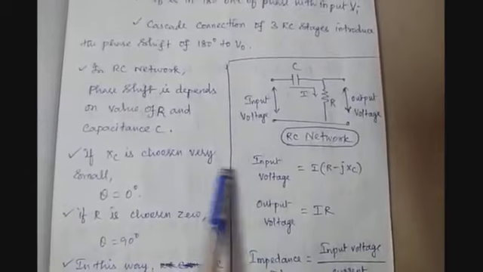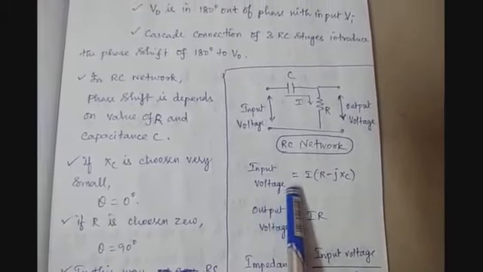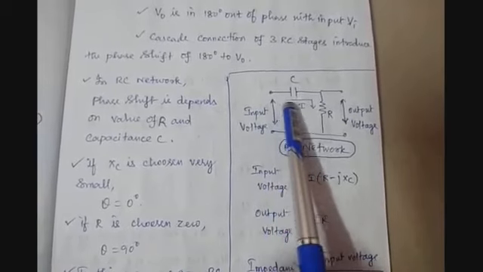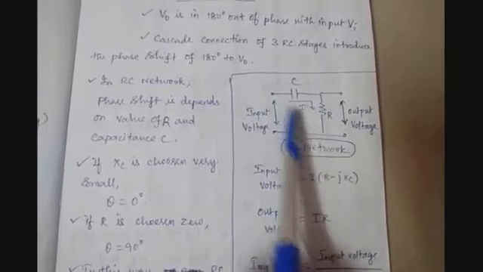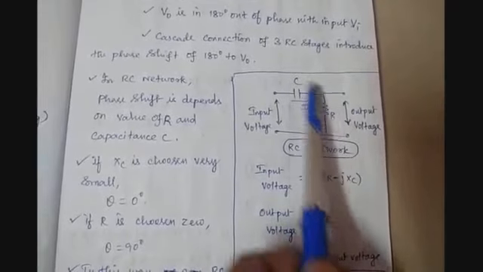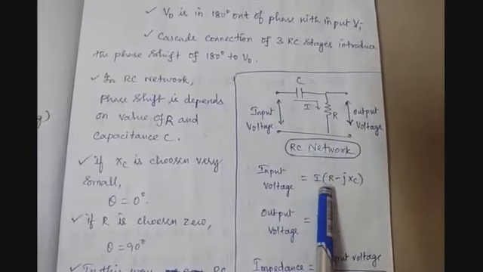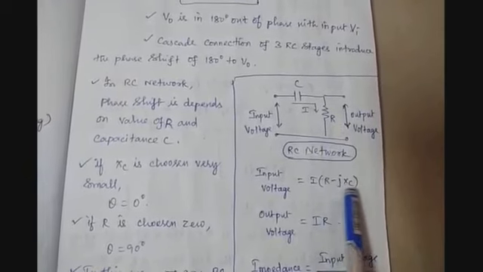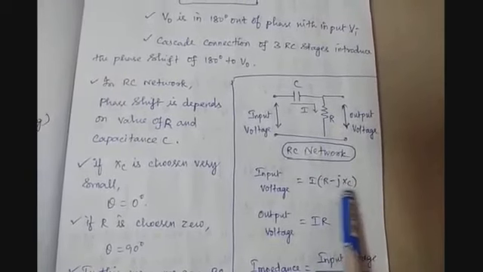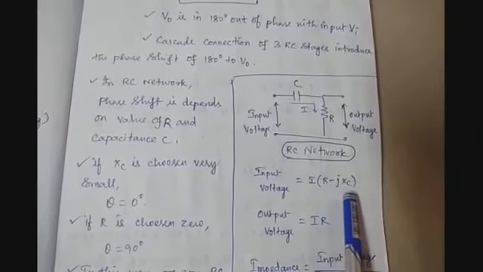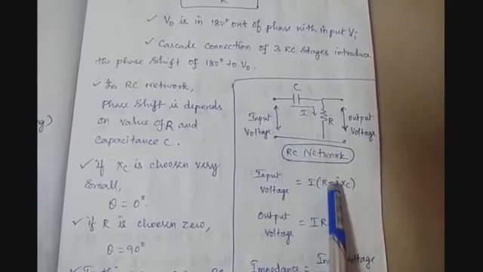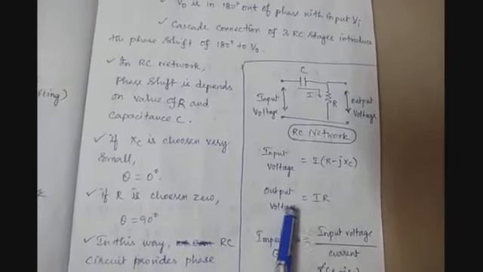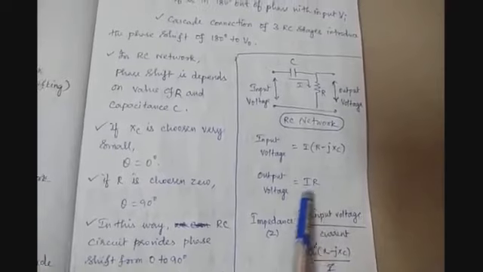See, the input voltage can be written as, generally we know voltage means I into R. So input voltage equals I into, since the resistor and capacitor are connected in series, R minus jXC. This is the reactance of the capacitance, XC. So the output voltage equals I into R.